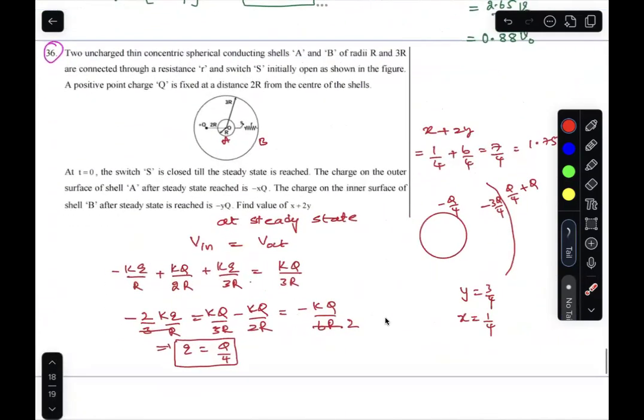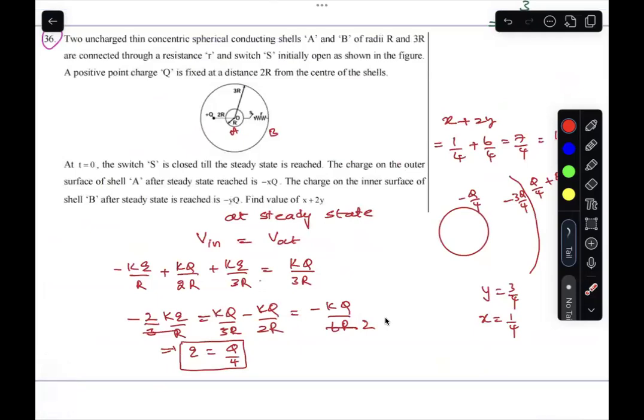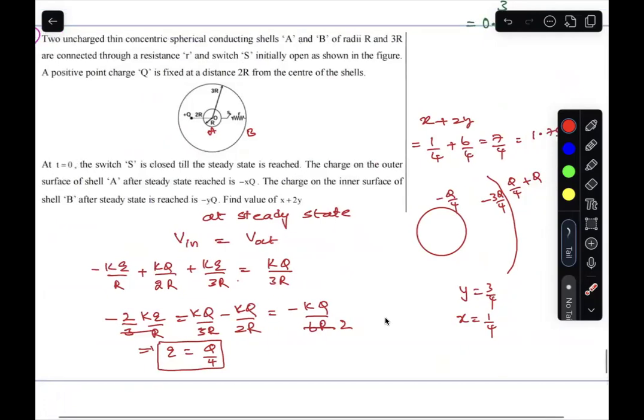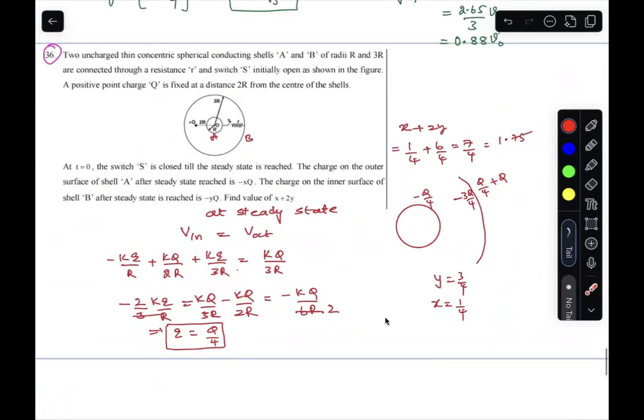Next, in this question, what is happening? When you are closing the switch, there is a Pathfinder question. You can see in my notes, you will find this question. When you close this switch, I am assuming some charge q is transferred from here to here. Let that be small q.